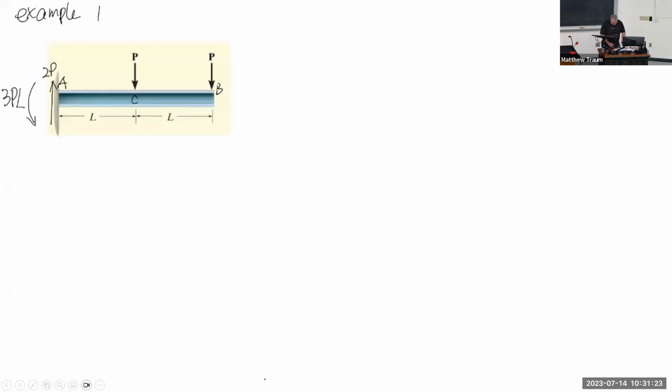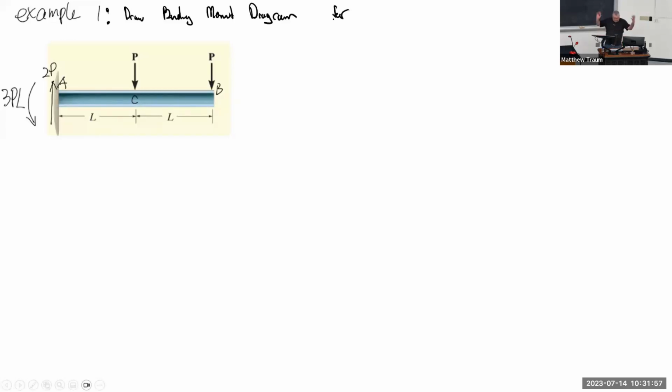All right. So let me try a couple of examples. Here's example one. See how we do here. So my goal is ultimately to be able to draw the bending moment diagram for this configuration.